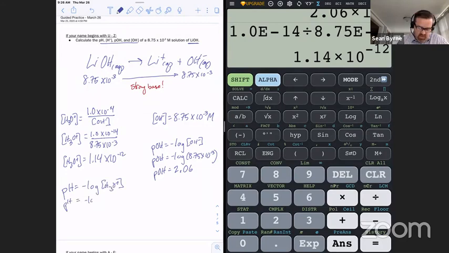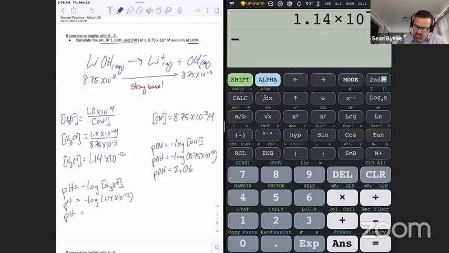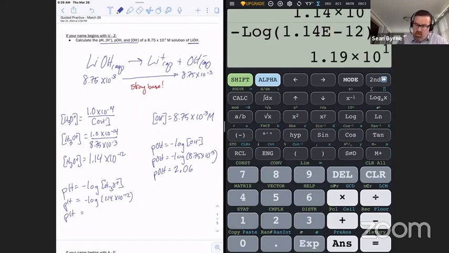pH is equal to the negative log of 1.14 times 10 to the minus 12th. So my pH is equal to the negative log of 1.14 E minus 12. And I get 1.19 times 10 to the 1, which is 11.9. And when I did this on a different calculator, I got another decimal point there and I got 11.94. So go ahead and check that at home to make sure that I did that correctly.